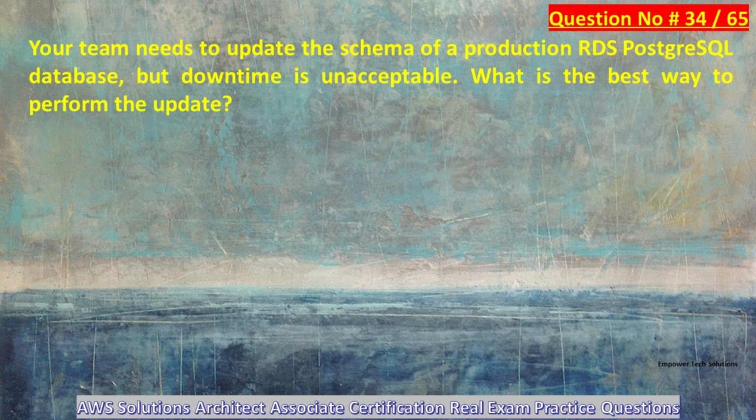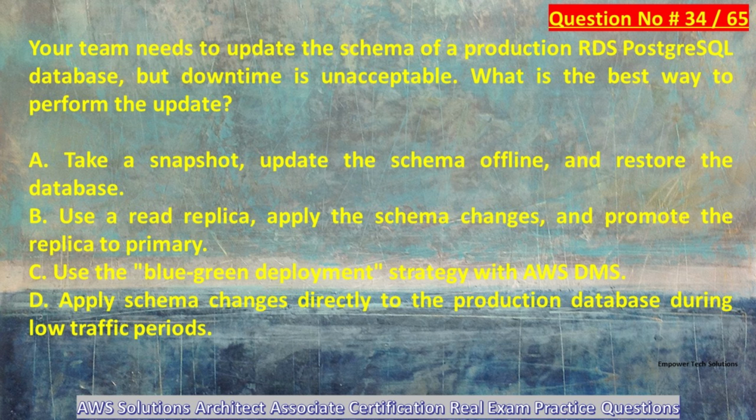Your team needs to update the schema of a production RDS PostgreSQL database, but downtime is unacceptable. What is the best way to perform the update? A. Take a snapshot, update the schema offline, and restore the database. B. Use a read replica, apply the schema changes, and promote the replica to primary. C. Use the blue-green deployment strategy with AWS DMS. D. Apply schema changes directly to the production database during low traffic periods.